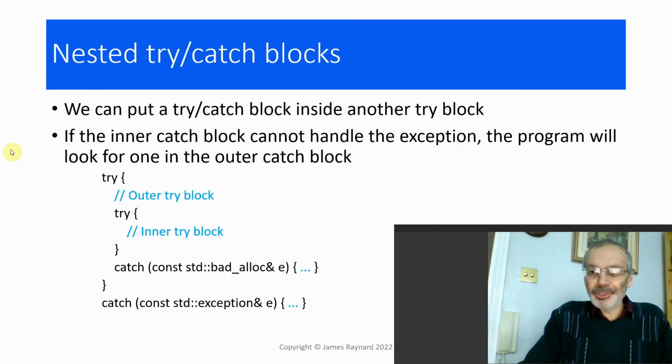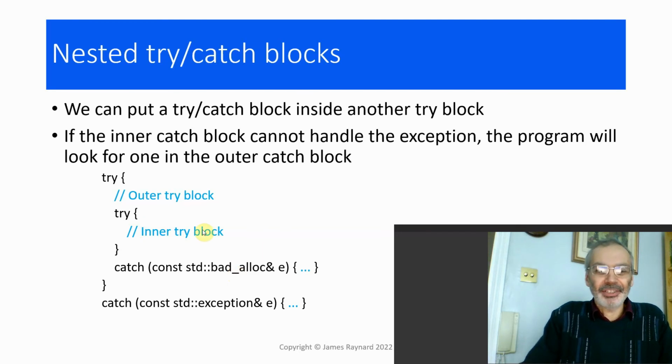We are allowed to put a try catch block inside another try block, so we can have nested try catch blocks. So in here we have a try block and a catch handler for bad alloc. This is another subclass of exception. It gets thrown when there's a memory allocation error, so calling new. It's actually very hard to get this on modern computers because they don't run out of memory. They just run very, very slowly instead.